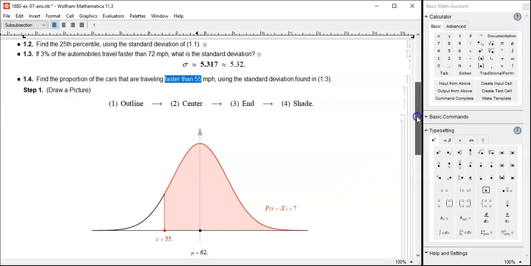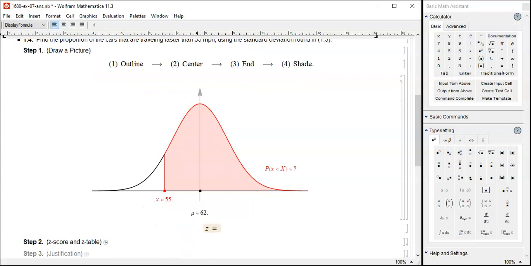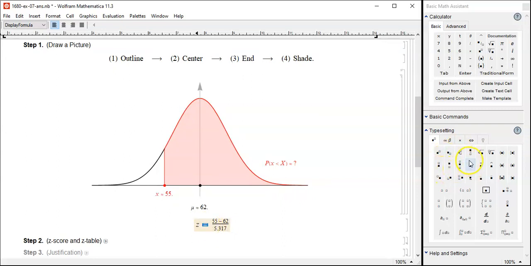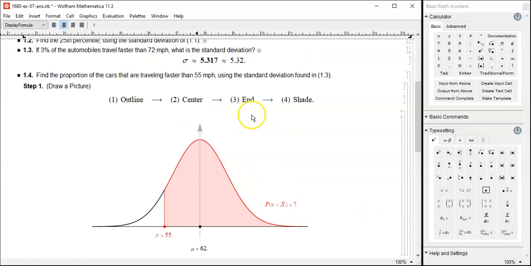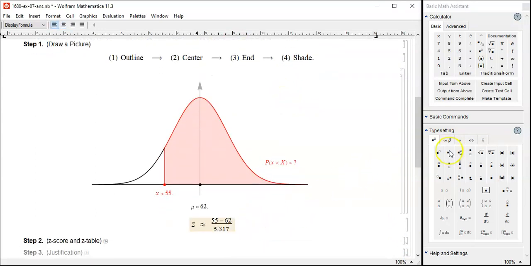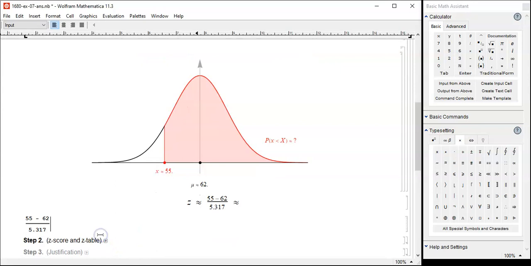Okay, all right. Let's answer the problem here. What's the z-score? Z-score is end minus center over standard deviation. Did I get this right? 5.317. Is that right? Yeah, that's what I got from the previous problems. So let's use that. And let's ask Mathematica what this quantity is.